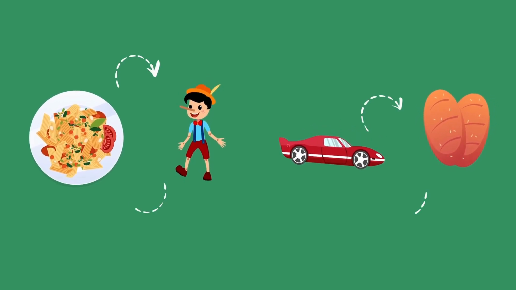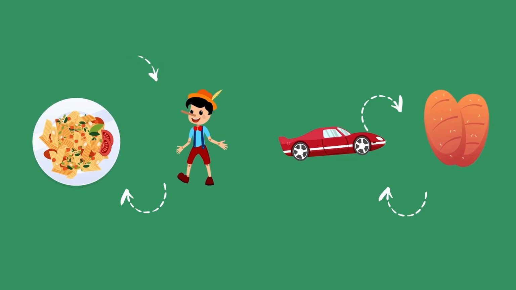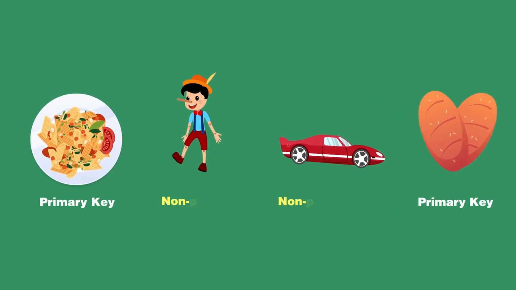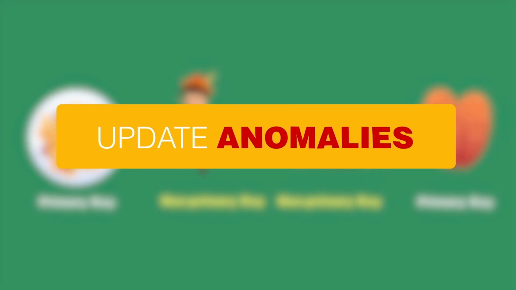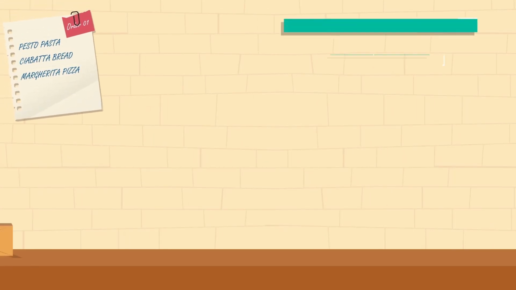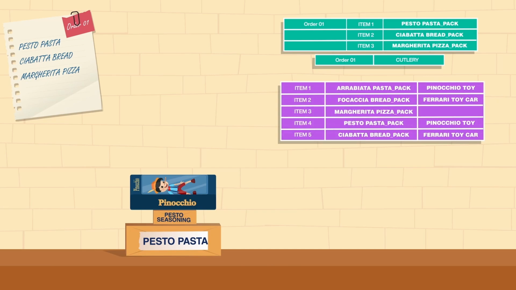As the toy and food are interrelated, we can identify one from the other, that is, derive the primary key from the non-primary key. This can cause update anomalies. So to make it BCNF, we must convert it. One of the ways this can be achieved is to make both pasta pack and the toy primary keys. That is, to bundle the food and related toy together.